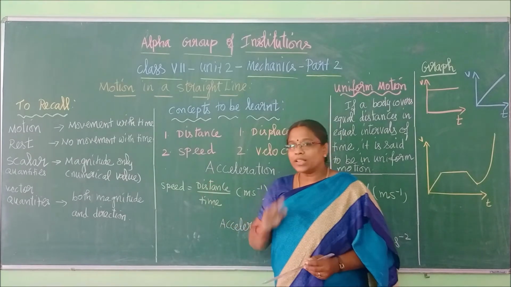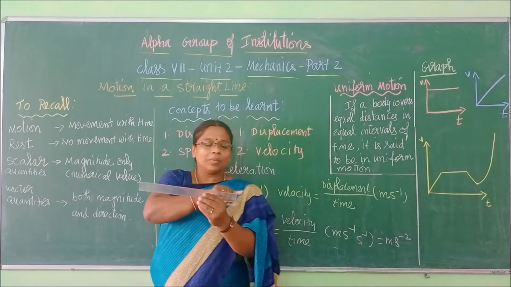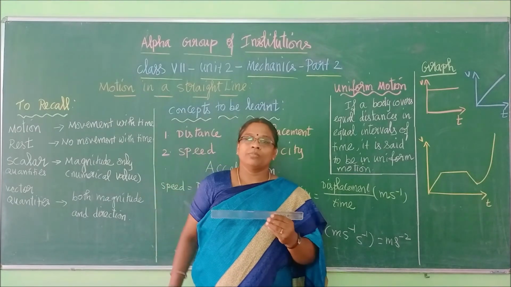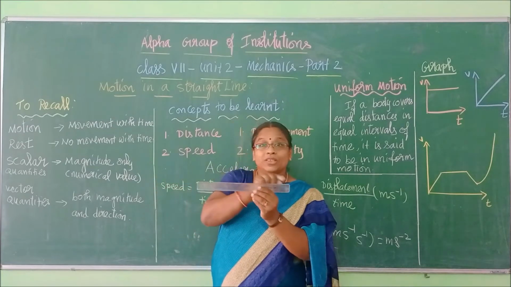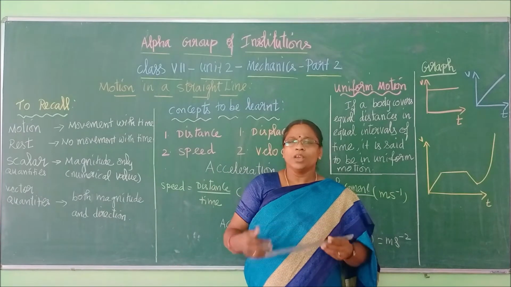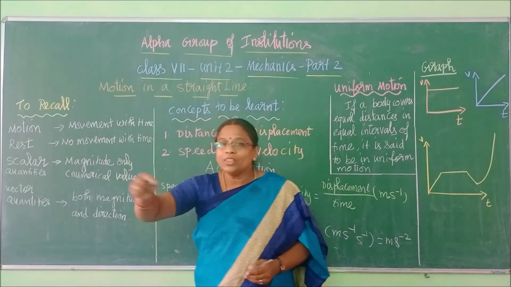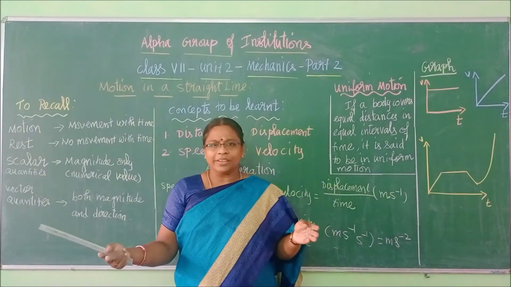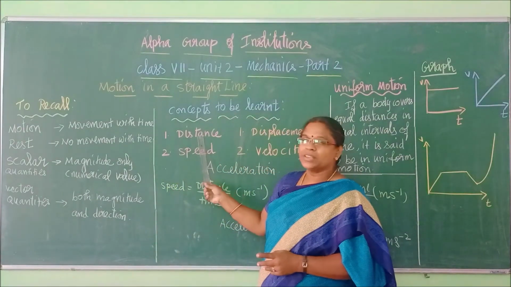Distance. For example, take this scale, right? From this edge to this edge, what is the length in between? So the distance between 2 points, that is the length between the 2 points, is called as distance. This is a simple example. If you travel from your house to your friend's house, the length you cover is called as distance. So the distance is a type of length, and it is measured in meter. So distance unit is meter.